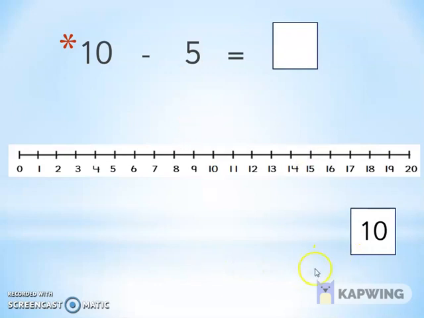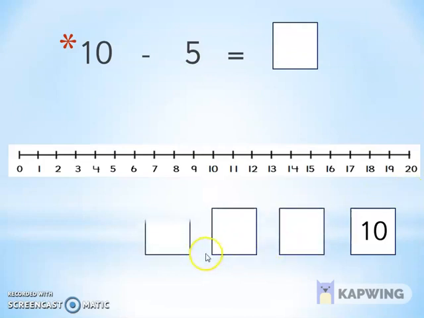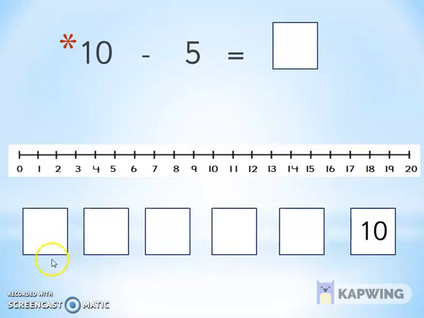Now, how many numbers will we count backward from number 10? Can you tell me? Students, if you look at your sum, 10 minus 5, it means you will take away 5 from number 10. So we'll count 5 numbers backward from the 10. And to write our numbers, we'll draw the boxes. Can you tell me how many boxes we'll draw? Well done if you all say 5, as I told you before, because we'll take away 5 from 10. So let's draw the boxes and count together. 1, 2, 3, 4, 5.